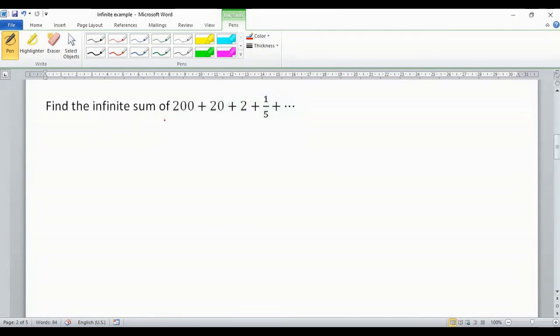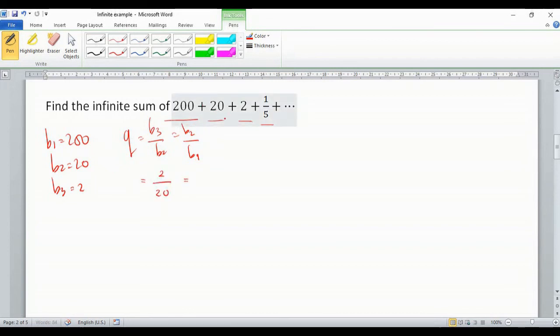Find the infinite sum of 200 plus 20 plus 2 plus 1 over 5 plus ... to infinity. So we know from here the first term is 200, the second term is 20, and the third term is 2, right? So we need to find the ratio. The ratio is b3 over b2 equal to b2 over b1. b3 over b2 is 2 over 20, and b2 over b1 is 20 over 200. We cancel, and we get 1 over 10 equal to 1 over 10. So the ratio is 1 over 10.